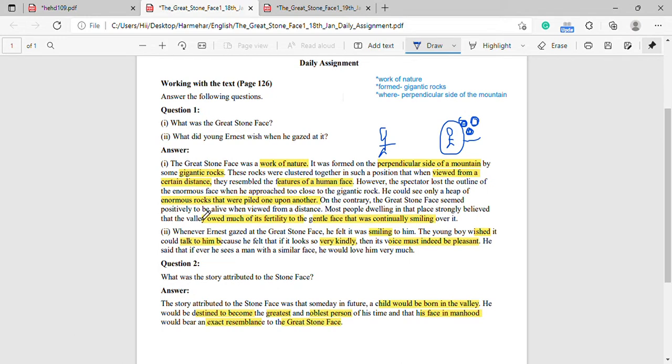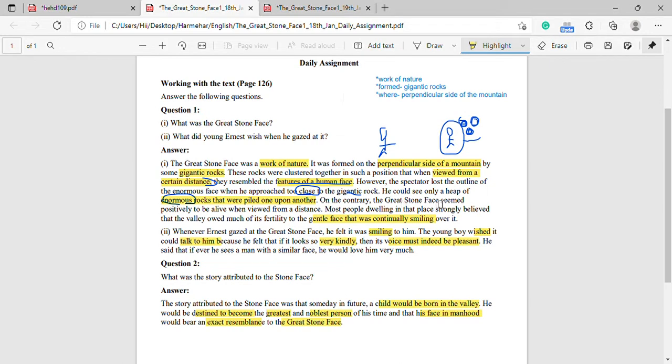Like the Great Stone Face, when you see it from a certain distance, you can see the features of the human face. But if the spectator approached too close to the face or to the rock, he could only see a heap of enormous rocks that were piled onto one another. Piled onto one another is a phrase that we can use to answer a question like this.